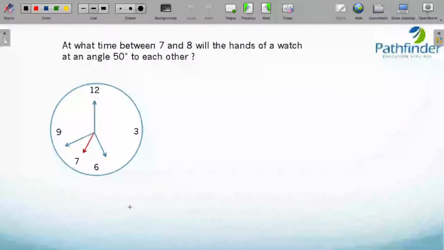Next, we have this question. At what time between 7 and 8 will the hands of a watch be at an angle of 50 degrees to each other? So, once again we will use our magic formula, and the magic formula is theta is equal to mod of 30 times h minus 11 by 2 m. This is our magic formula. And what will we do now? We will simply say h, we all know, is 7. M we have to calculate, and theta, we want the angle to be 50 degrees to each other.